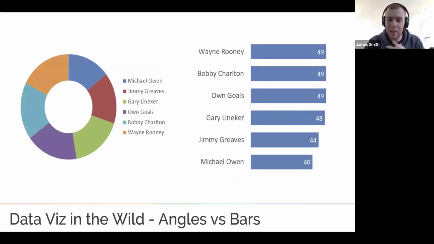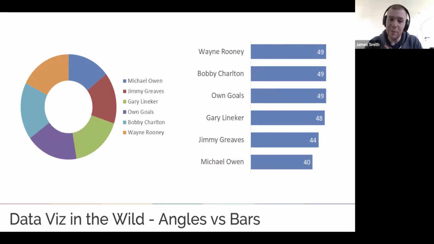So again, I took the liberty of turning this into a bar chart, and it transpires that Wayne Rooney and Bobby Charlton, also own goals as it happens, are England's top goal scorers. And then Michael Owen down there is the lowest of the 6 that we've got on this screen. And that's because it's so much easier.